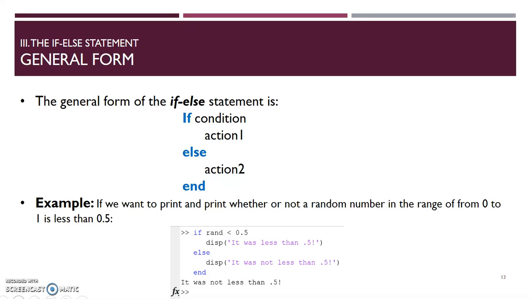It is easy to understand how this statement works. According to the general form that I have provided here, if the condition is true, action 1 is performed. Otherwise, action 2 is performed. I have also provided a small example which is self-explanatory by itself.